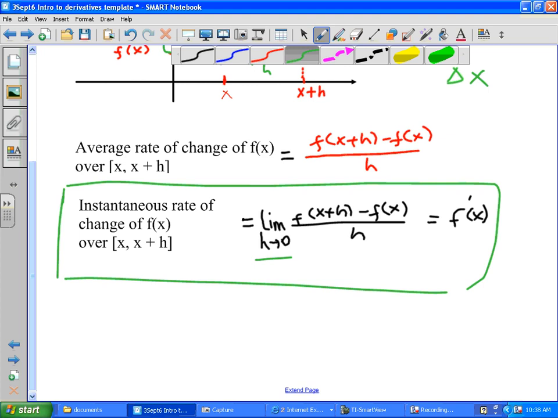The instantaneous rate of change of f of x. As a matter of fact, don't even write this part. I'm going to delete that. It's not necessarily in that. So the instantaneous rate of change of f of x at the point P is equal to the limit as h goes to 0 of f of x plus h minus f of x all over h.